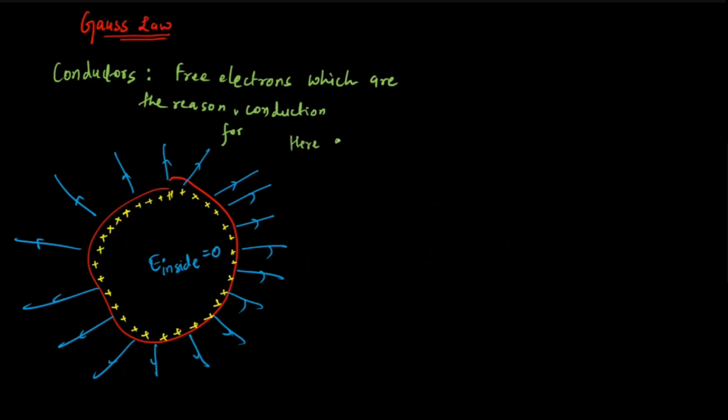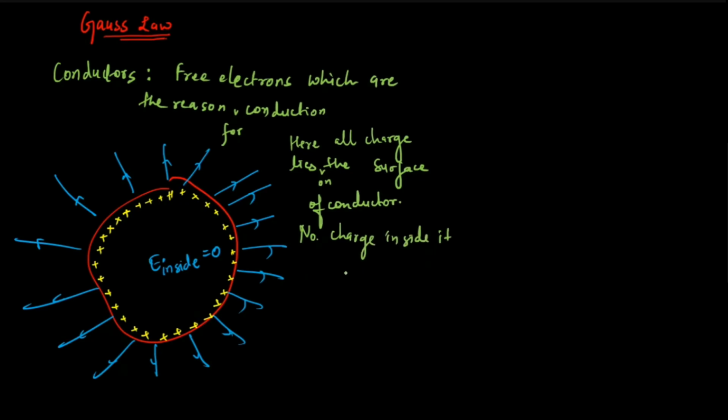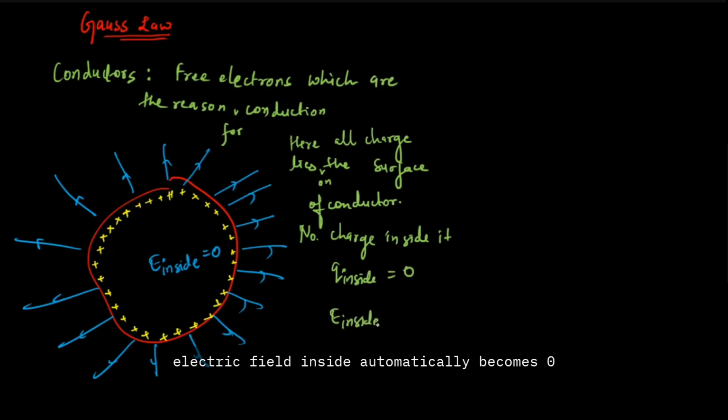Here, all charge lies on the surface of the conductor. No charge inside it. Q inside is 0, so the electric field inside automatically becomes 0. Why? Because the electric field is what? kQ by r squared. So if Q itself becomes 0, the electric field will automatically become 0. There is no doubt in that. Now let's try to understand a new thing, which is known as electric flux.